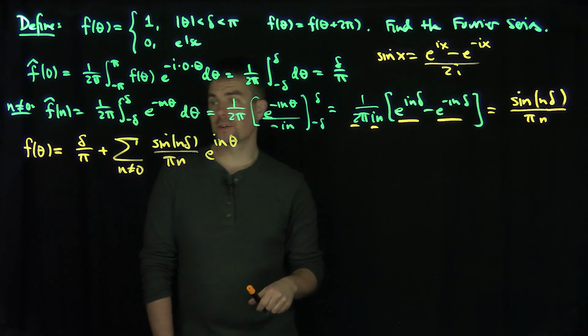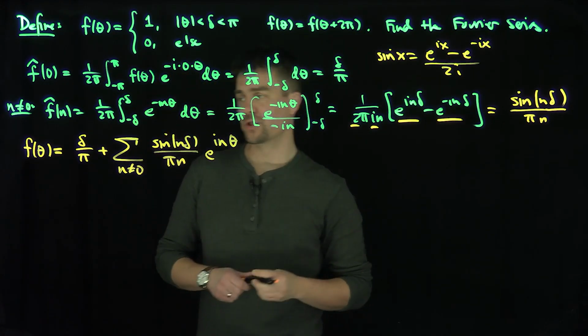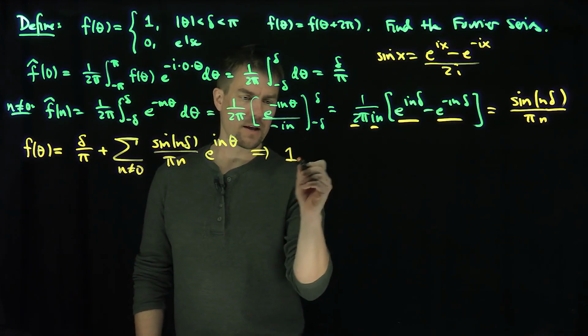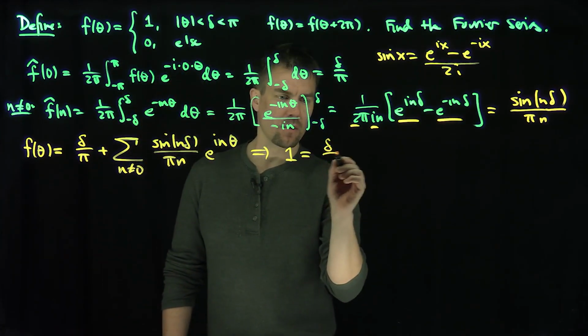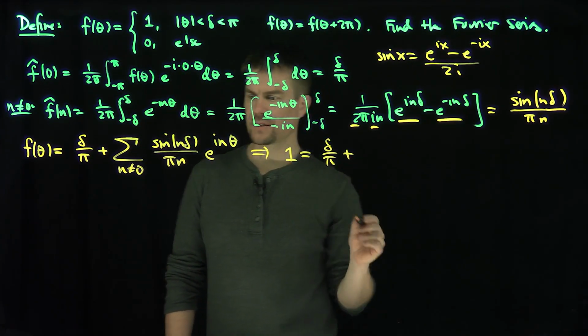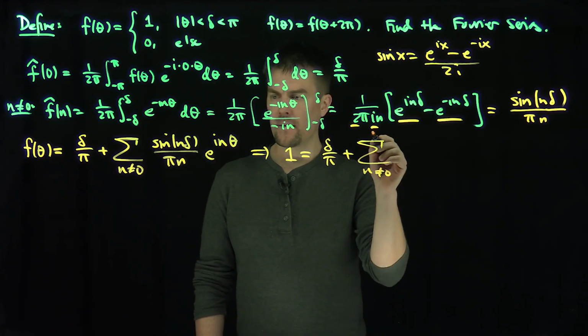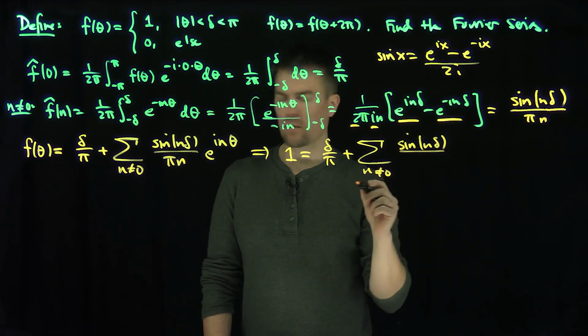All right, and so I know this Fourier series is going to converge to the value of the function at the origin, because the function is smooth at the origin, or in a neighborhood of the origin. So I can plug in 0 to this function. If I plug in 0, I get that 1 is equal to what? The function when theta is equal to 0 is 1, and that is delta over pi plus the sum over n not equal to 0 of the sine of n delta over n pi.